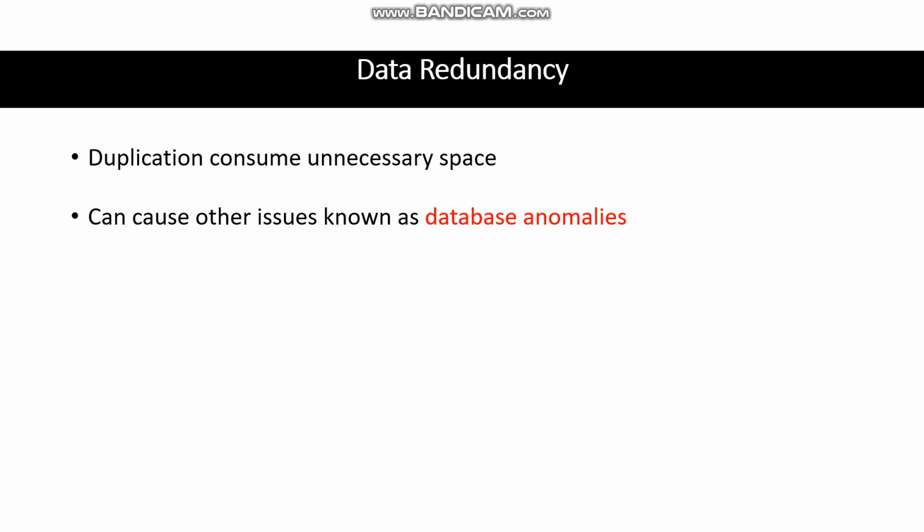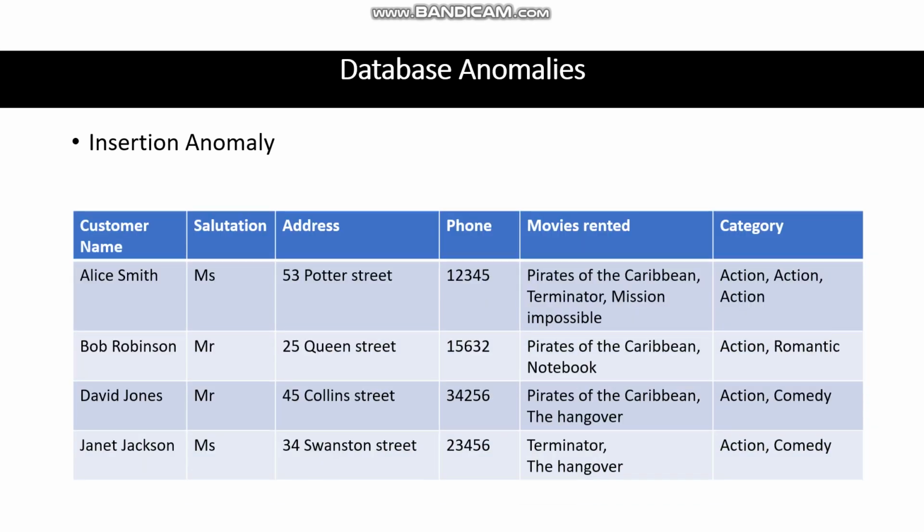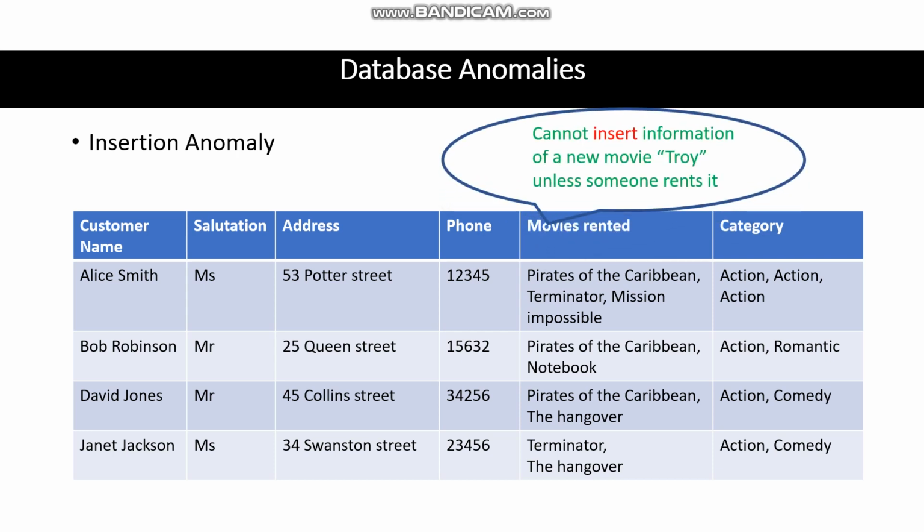Now I'm going to go through these database anomalies and look at each of them. The first one I'm going to talk about is called insertion anomaly. So let's look at the database again of the video rental shop, and as you can see, currently if a new movie comes up, say the Troy movie, it has come out and we would like to insert that information, but we cannot insert that information unless some customer is renting it out. So that is the insertion anomaly, that we cannot insert data in the table unless some unrelated thing occurs.